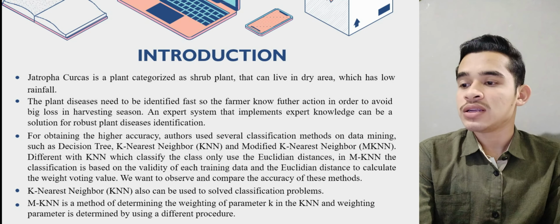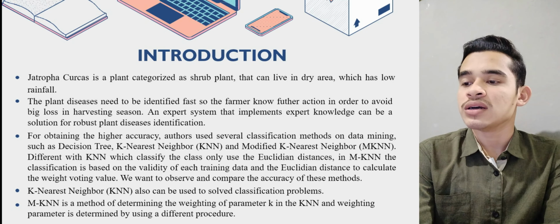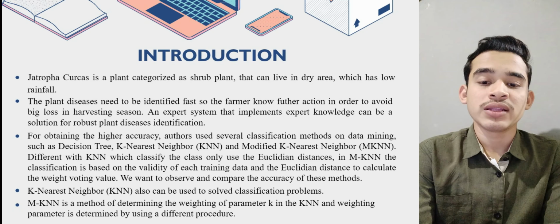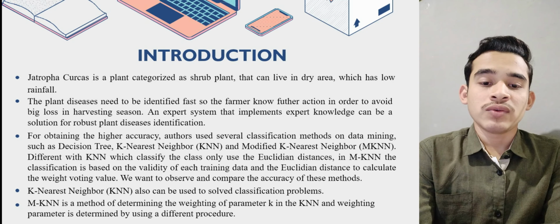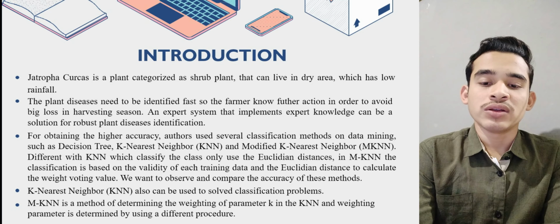MKNN is a method of determining the weighting parameter in the KNN, and the weighting parameter is determined by using a different procedure. The first thing to do is calculating the validity of training data. Furthermore, the calculating of weight voting on the test data uses the data validity, so that every data in the training data must be validated first. In validating the data depending on the voting, it is necessary to know the validation process for all data in the training data.